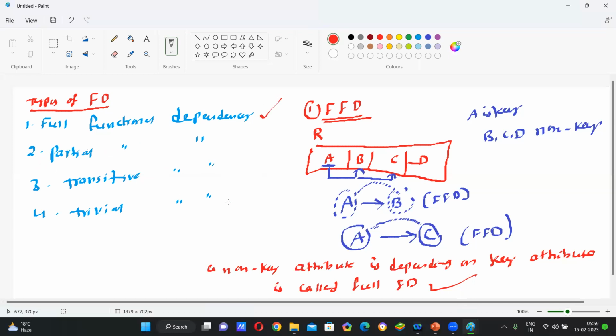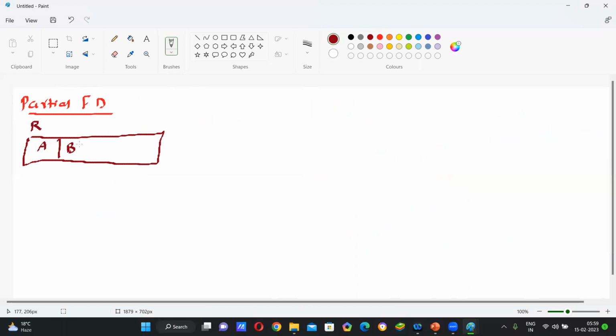Let's go for the second one. What is the second one here? Partial functional dependency. Now listen carefully. What is the meaning of partial functional dependency? Suppose I am taking relation R with attributes A, B, C, D, and let's assume the key is AB. AB is a key attribute, and the remaining C, D are non-key attributes.